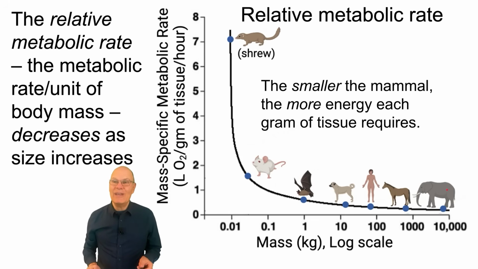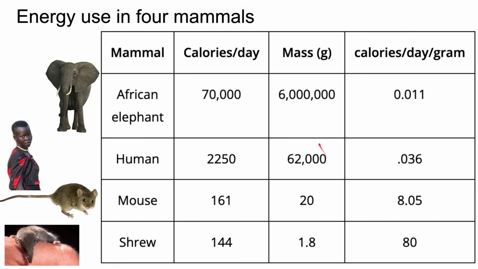Let's look at some specific examples. Here's an African elephant, weighs in at 6 million grams. It consumes 70,000 calories a day. Its energy usage per gram is 0.011. Now let's look at the other end of the scale. A tiny shrew, which weighs only 1.8 grams. It needs 144 calories a day, and that's 80 calories per day per gram of tissue.